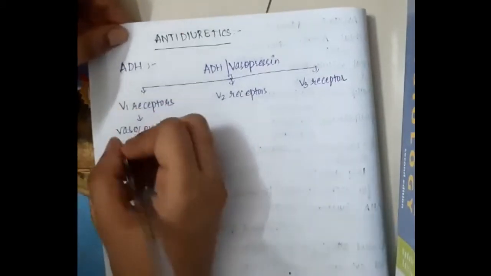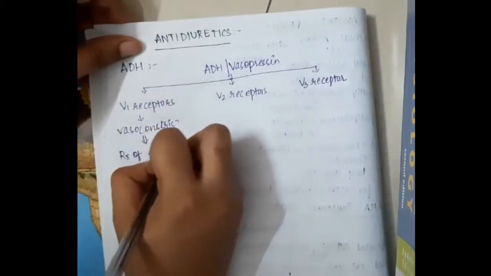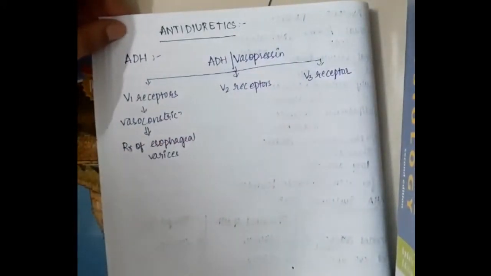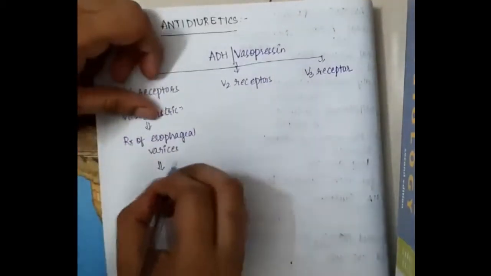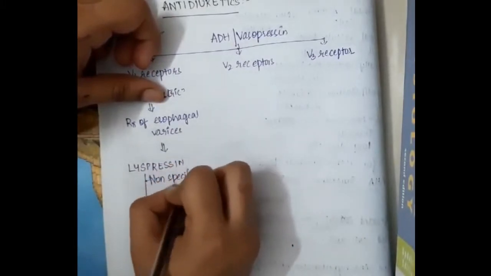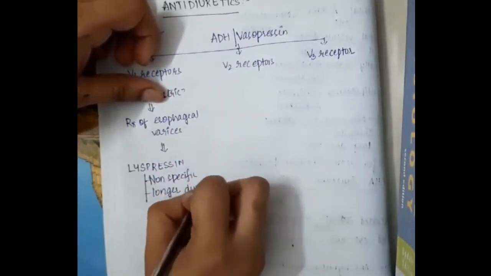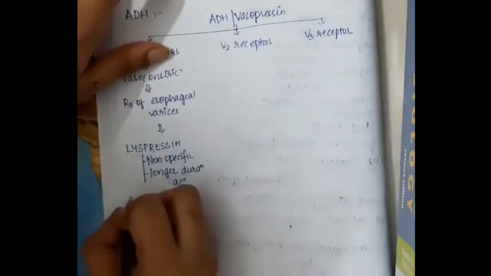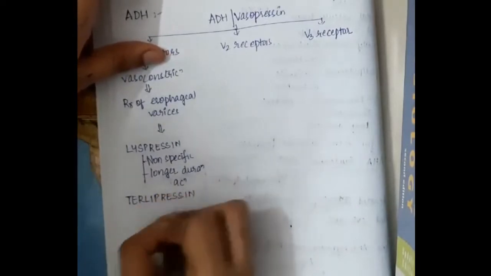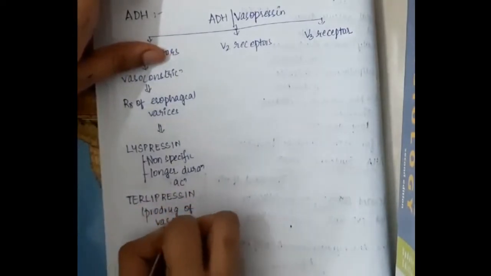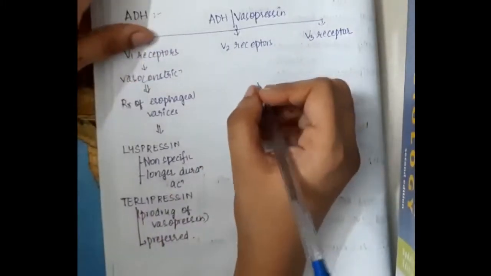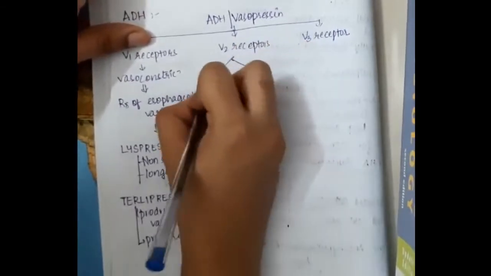It acts on the V1 receptor and causes vasoconstriction. Because it causes vasoconstriction, it is used in the treatment of esophageal varices. If you see examples of the drugs, Desmopressin is non-specific and has a longer duration of action, which can be used for the treatment of esophageal varices. Similarly, we have the drug Terlipressin, which is a prodrug of vasopressin and can be preserved and is preferred for the treatment of esophageal varices. So for esophageal varices, we can use Desmopressin and Terlipressin.